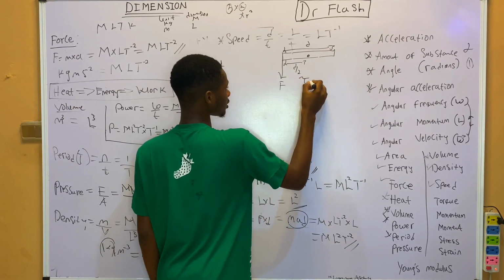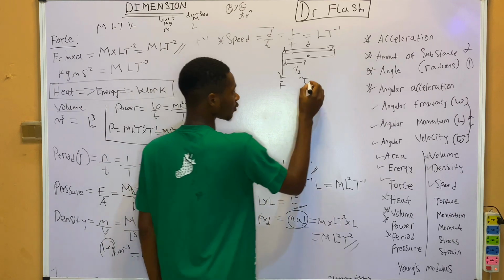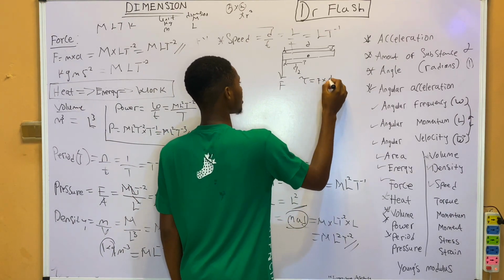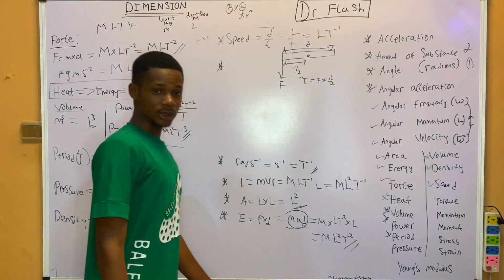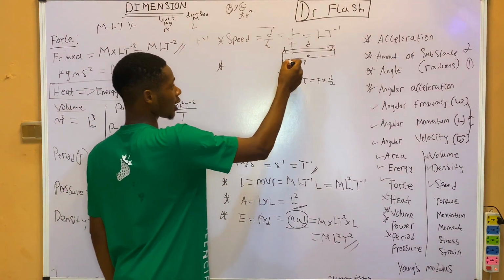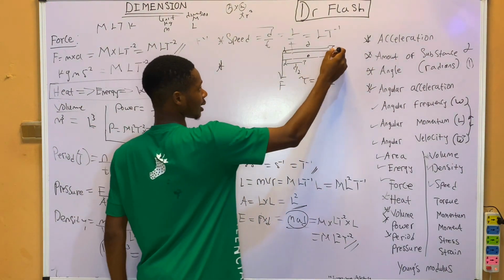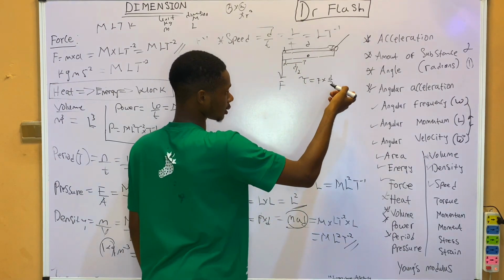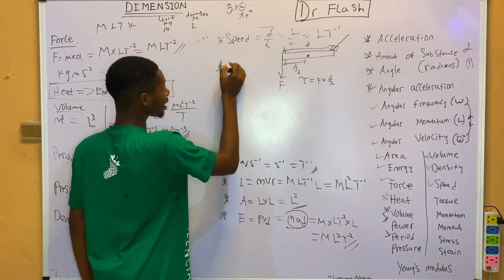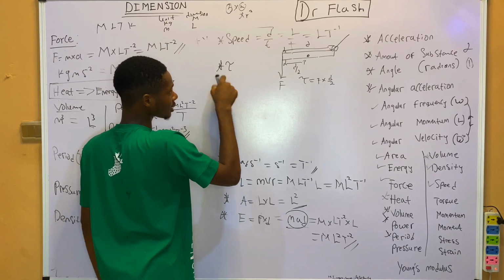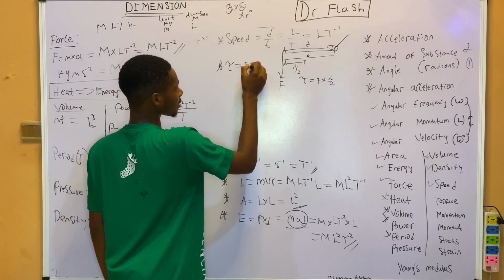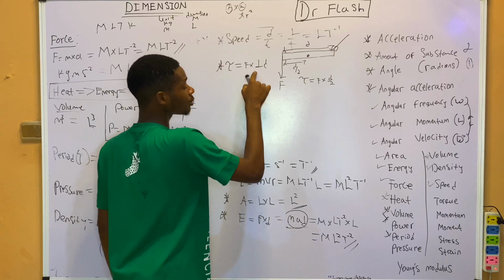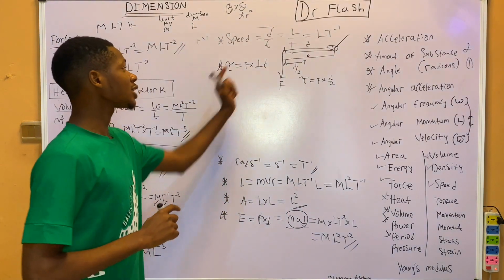So torque, which is represented as tau, is the symbol for torque. It is force times perpendicular distance. Even if we have a force that is acting at an angle, we must resolve it to make it vertical, so that we can make it perpendicular. So basically, torque, which is represented as tau, is force times perpendicular distance. This symbol means perpendicular.